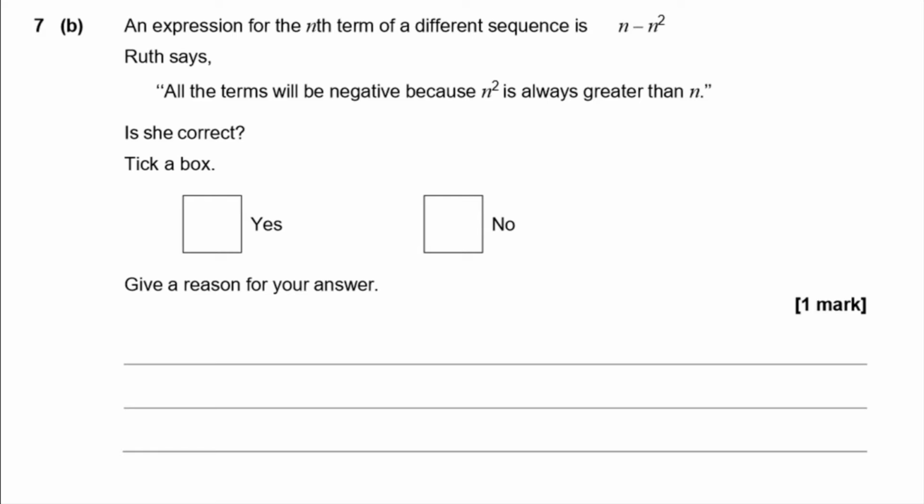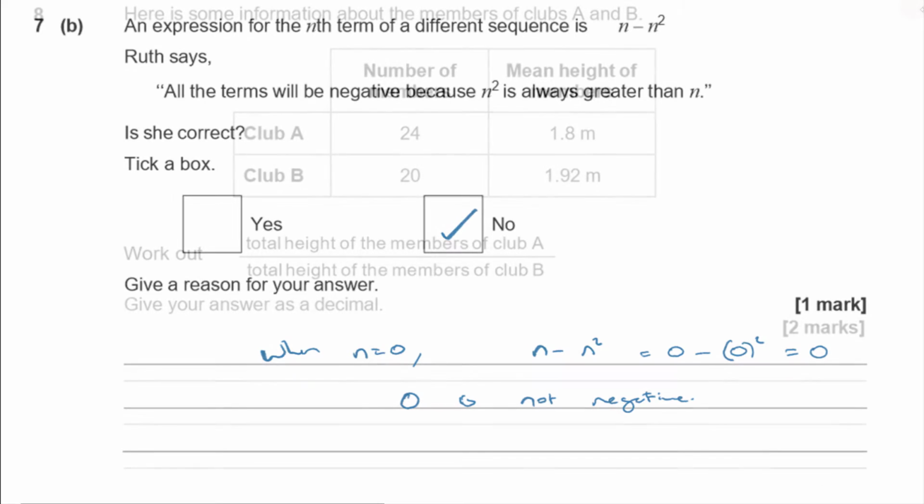So she's not always right, because when n equals 0, then n minus n squared is going to be 0 minus 0 squared, which is equal to 0. And I don't think 0 counts as a negative number. 0 is not negative. Okay, it's a kind of in between, isn't it? 0 is neither positive nor negative. Okay, so not negative.